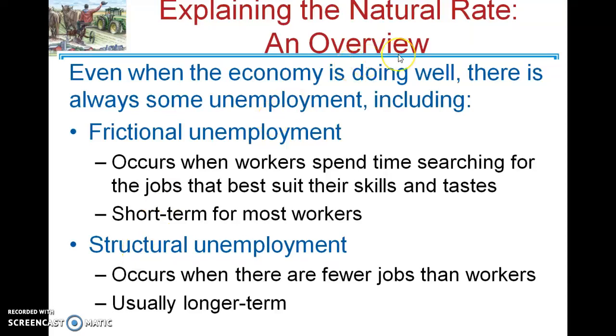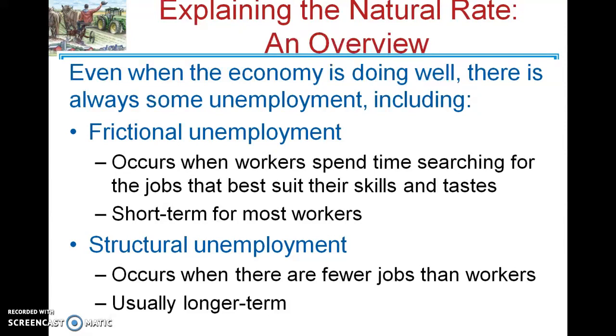Going through the natural rate idea of unemployment in the economy. The idea is that there's always going to be some unemployment in your economy. In the United States, the typical natural rate is about 4 to 6% unemployment. We're going to look at two main causes of unemployment that contribute to the natural rate. The first one is frictional unemployment, and the second is structural. Because there's always frictional and structural unemployment in your economy, there's always going to be some naturally occurring unemployment.